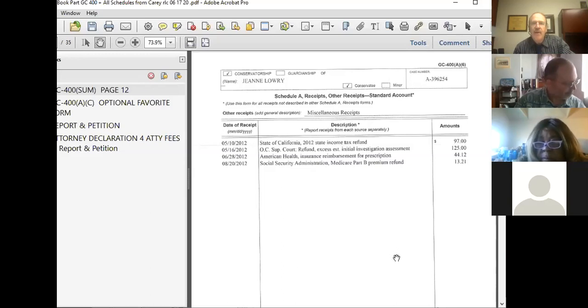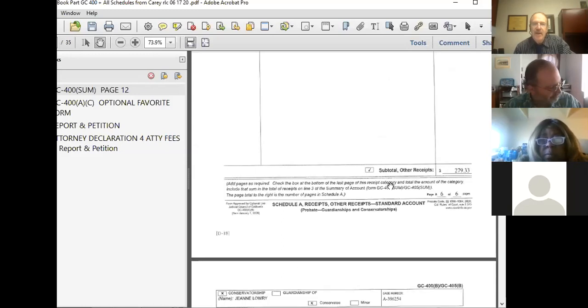So on this particular form, receipts other, this is for your miscellaneous items. So any unusual thing, state tax refund, court refund, different things, Medicare refund, just list the miscellaneous items, and it's a subtotal. But now you'll see at the bottom of this that we're going to be leaving the Schedule A series of forms.